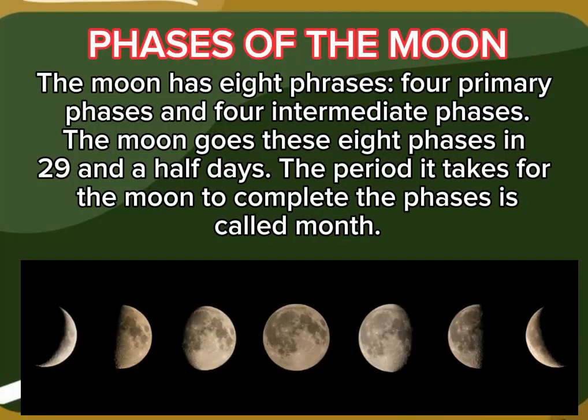The moon has 8 phases: 4 primary phases and 4 intermediate phases. The moon goes through these 8 phases in 29.5 days. The period it takes for the moon to complete the phases is called a month.